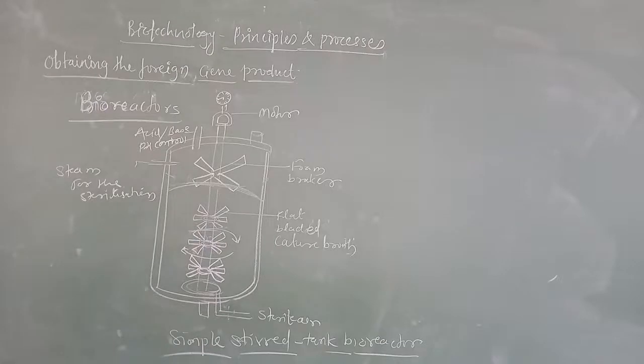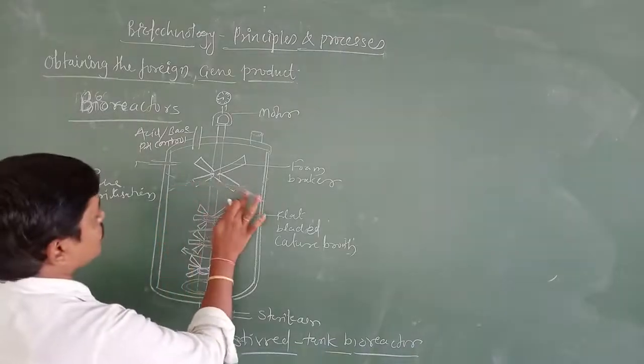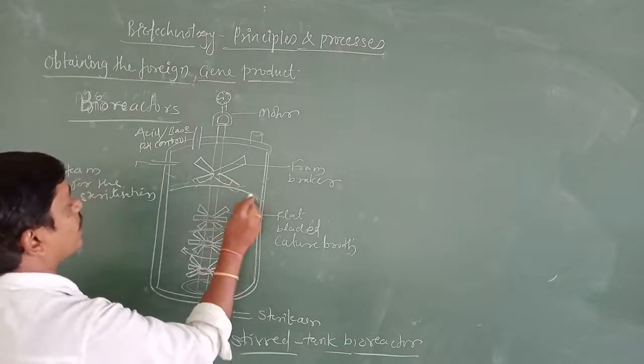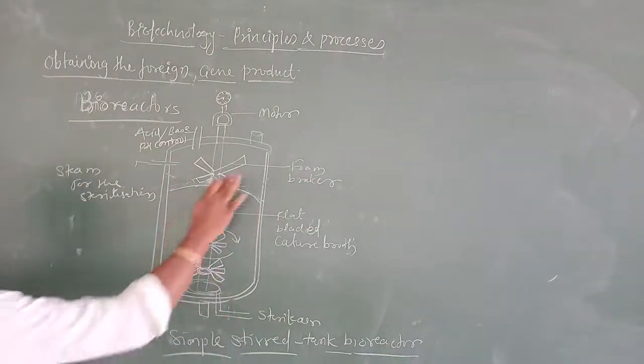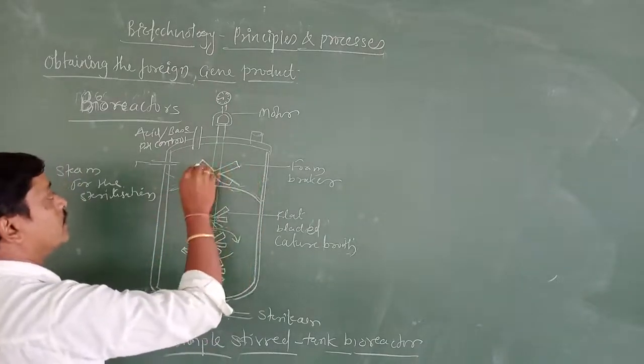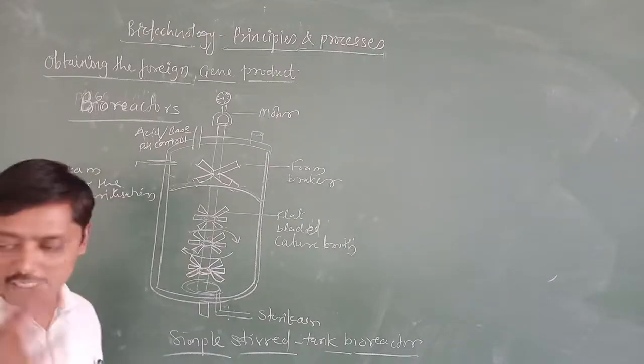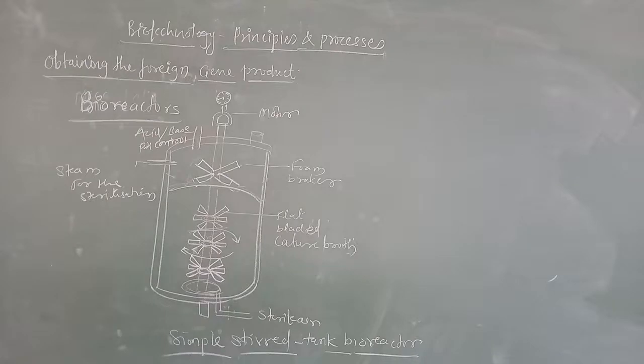Okay, this can be asked as a 2 marks question sometimes. The question is: draw a neat labeled diagram of a simple stirred tank bioreactor. We used to draw that diagram at home, and that is the homework for you people.